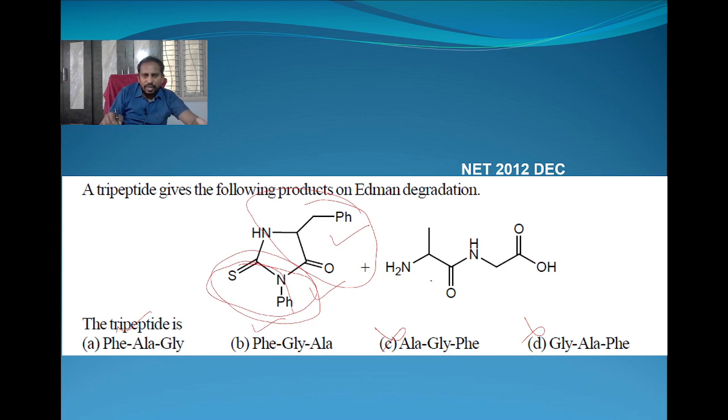Then we have, after phenylalanine at the N terminal, alanine. Where is alanine? Alanine is there. Then this is glycine. Glycine is there. So this is the correct answer for this question. This is the correct tripeptide.